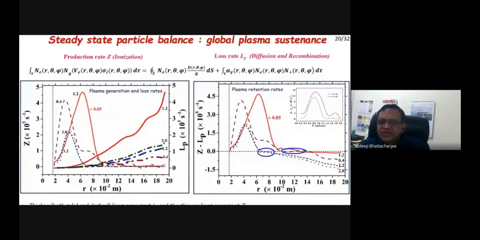And this figure here on the top shows, in the inset, Z minus LP plotted with the pressure. And one can see there is an optimum pressure where the retention rate is maximum in the plasma.